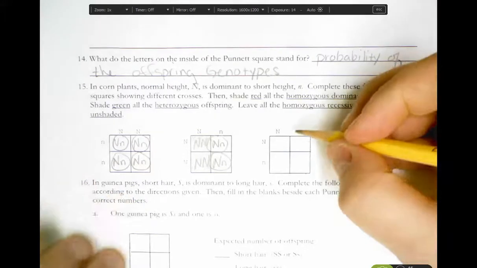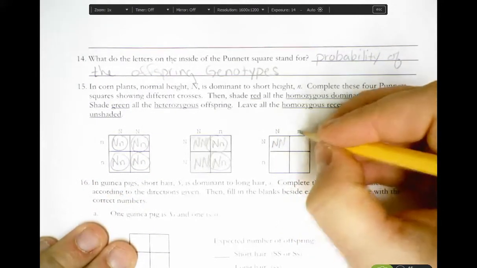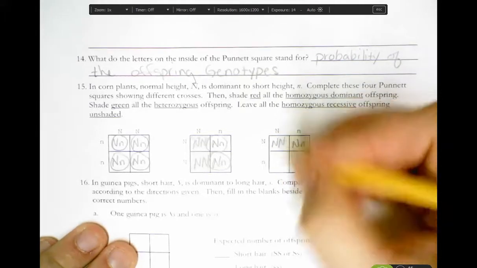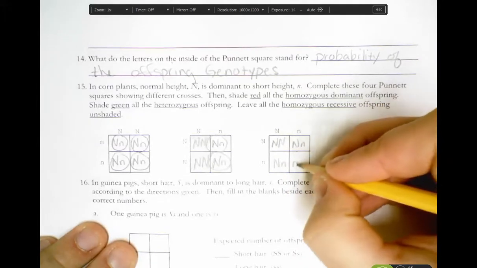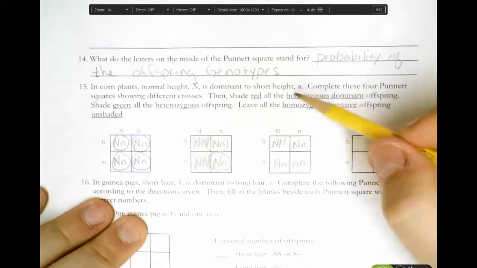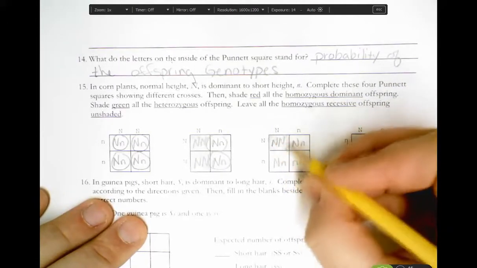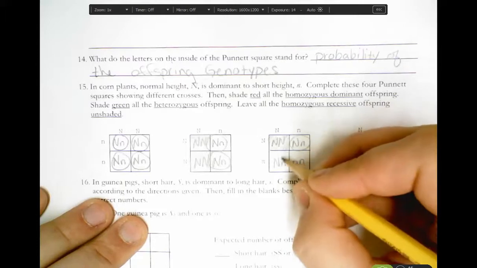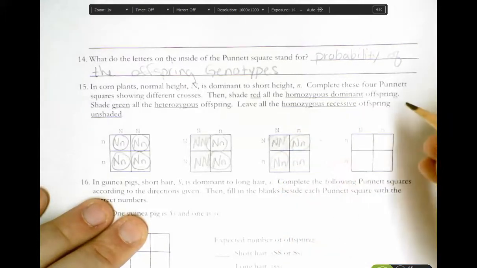Alright, next one. Uppercase N, uppercase N. Uppercase N comes across, lowercase n comes down. Uppercase N comes down, lowercase n comes across. Lowercase n, lowercase n. So, we are going to shade our homozygous dominant. Right, here's our homozygous dominant. We're going to shade it in. We're going to circle our heterozygous individuals. 1, 2 heterozygotes. And then homozygous recessive, we're just going to leave alone.